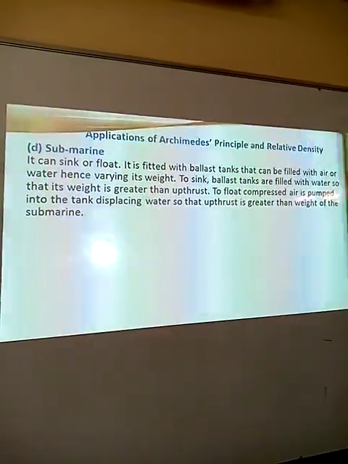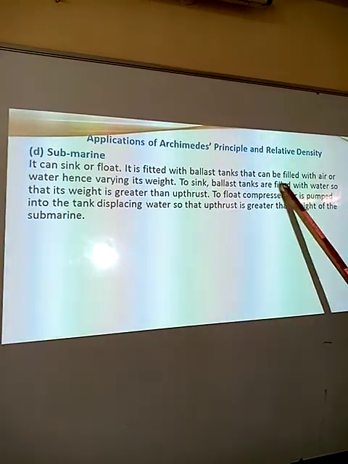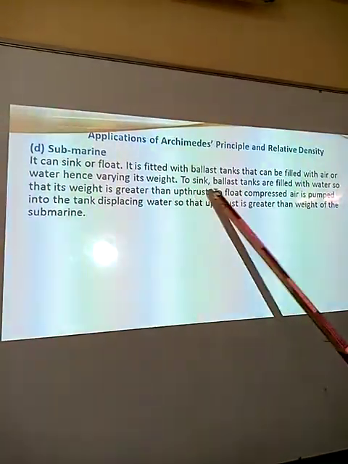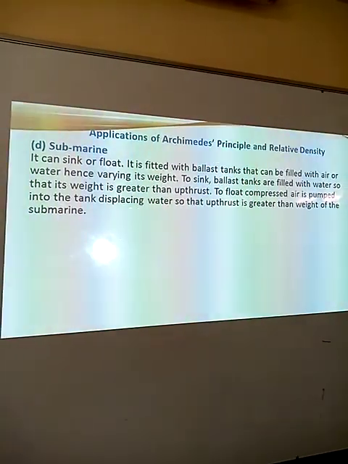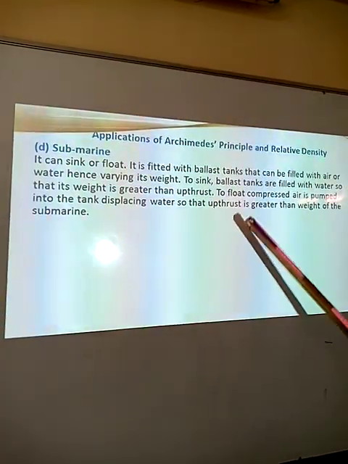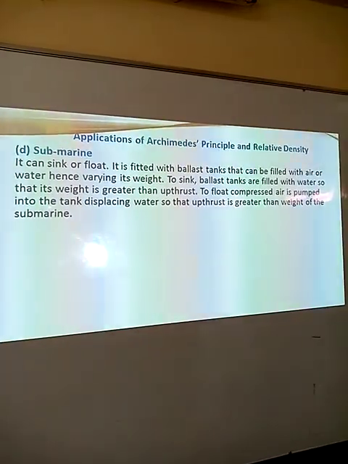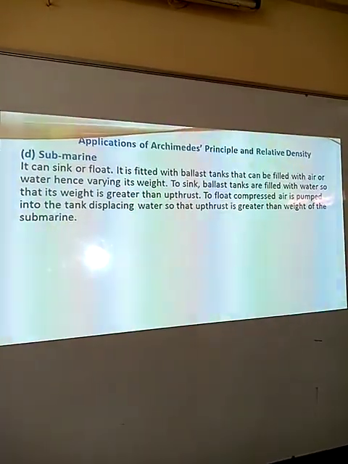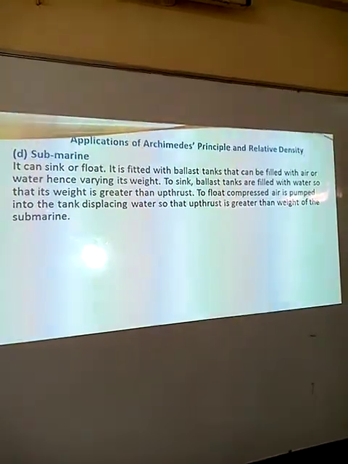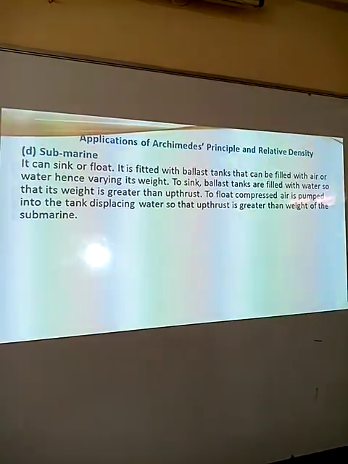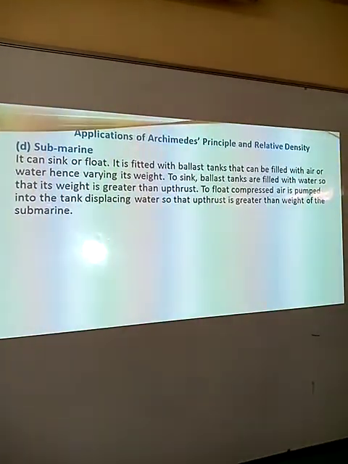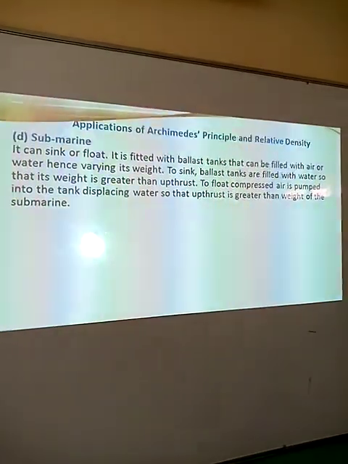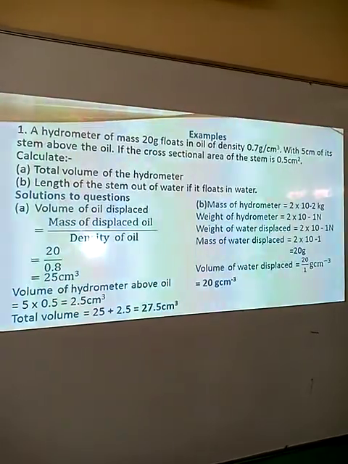For example, if you want it to sink, then the ballast tanks are filled with water so that the weight is greater than upthrust. If you want a submarine to float, then the ballast tank is compressed so that it is only filled with air. So only air is allowed into the ballast tank. That way, upthrust will be greater than the weight, and the submarine will be able to float.